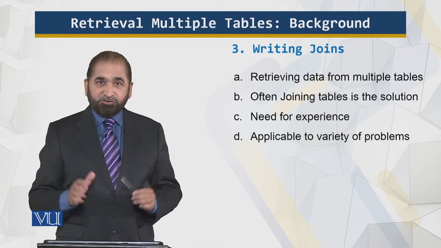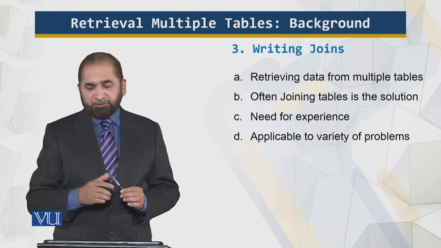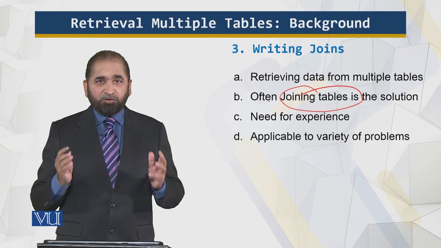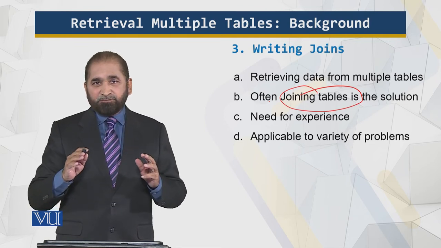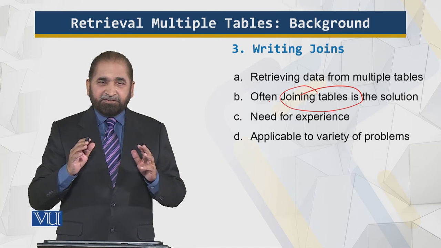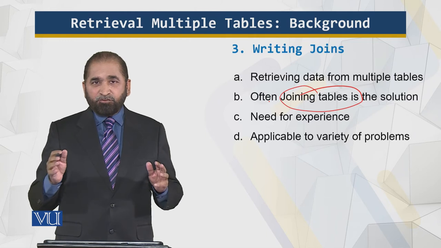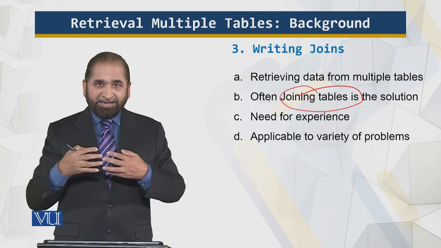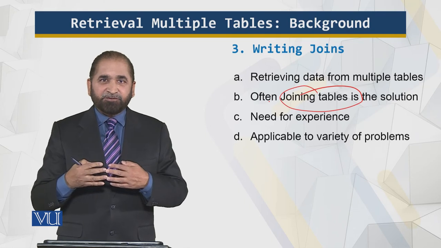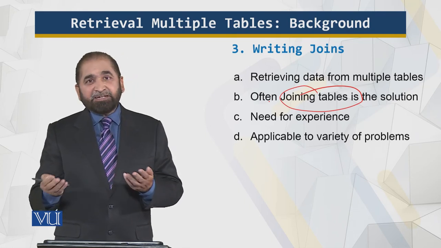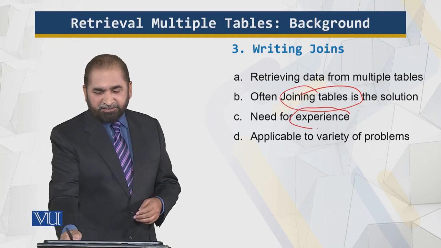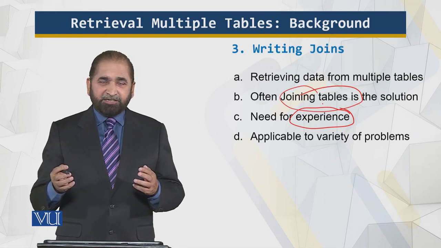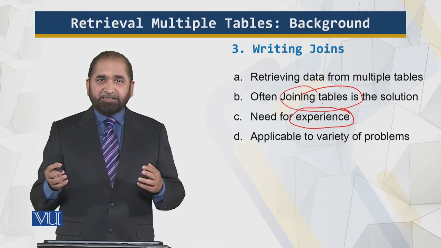And then writing the joins, getting the data from multiple tables. Often joining tables is the solution. Because of the relational model, because of the Codd's rules, we have this normalization and the data is split across multiple tables. So often the answer to your problem is that from whichever tables you need to get the data, you need to join them, you need to connect them. Usually this is the solution. Well, if that is the solution, then what's the problem? The problem is the experience. One needs to have experience of performing the joins, of looking at different tables, and then getting what we are looking for.